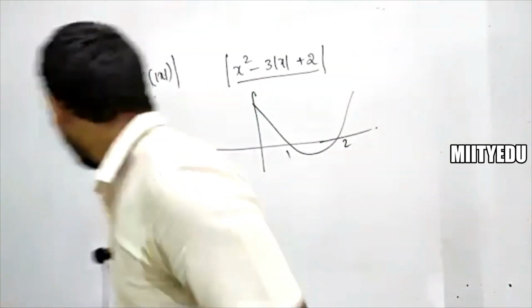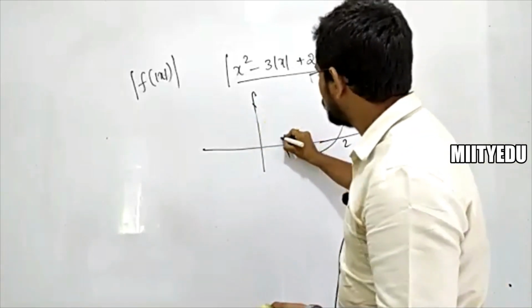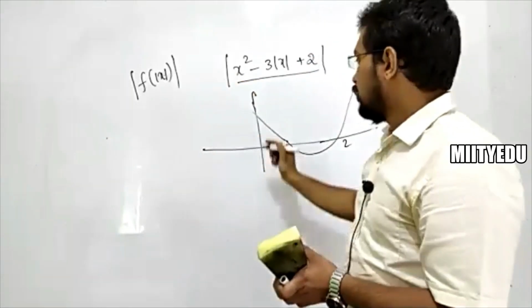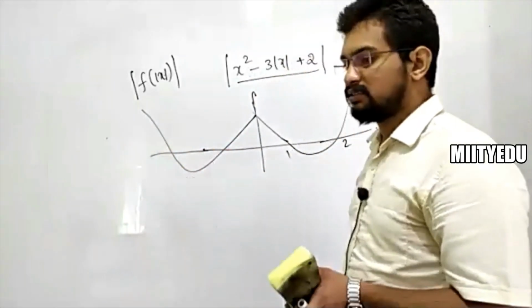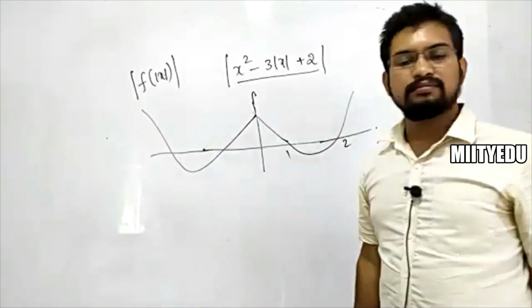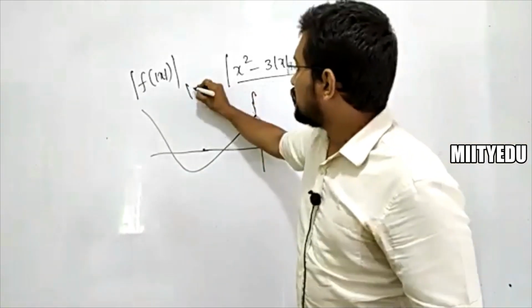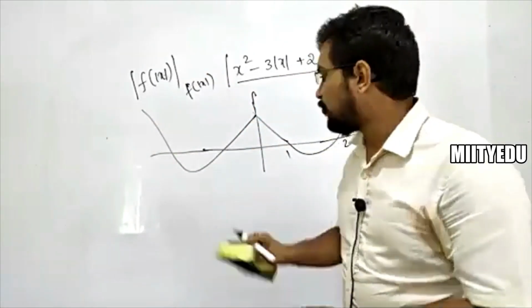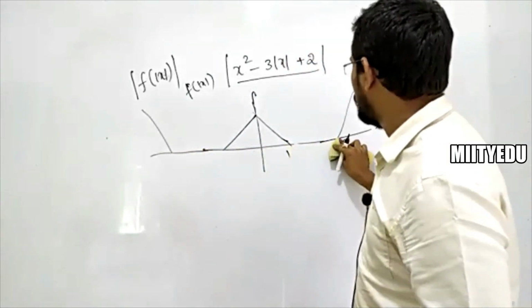Now very simple. First I'll try to draw f of mod x. How do you draw f of mod x? Erase the graph which is present on the left side of the y-axis. Now take the reflection of the graph present on the positive x side about your y-axis. Now this is f of mod x. Now I want modulus of f of mod x. How do you get the graph? Very simple. Whatever is present below your x-axis, reflect that same graph above your x-axis.